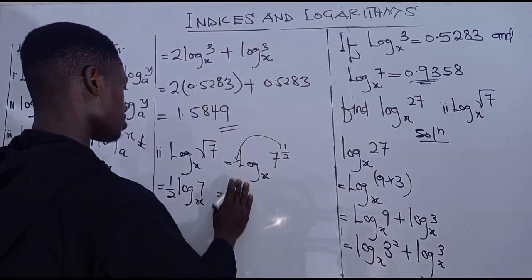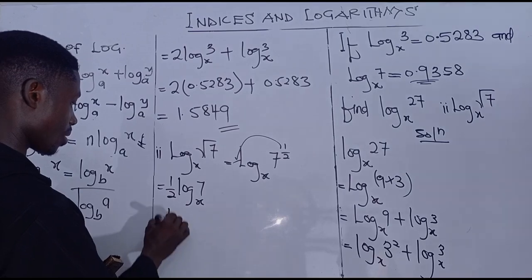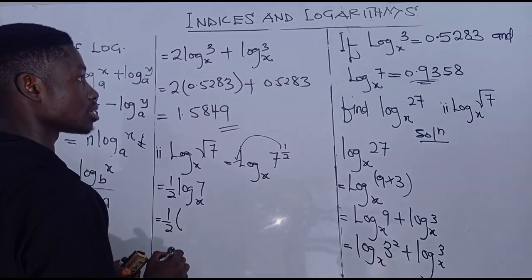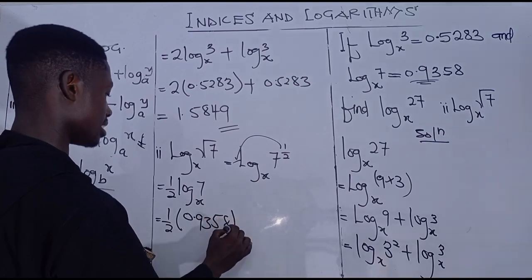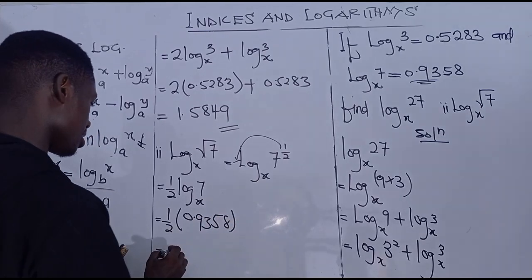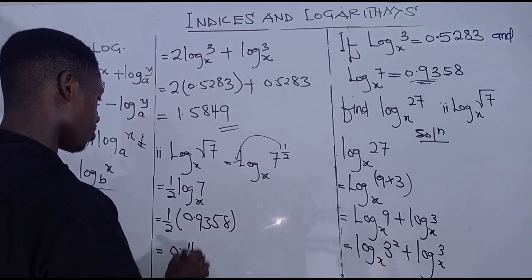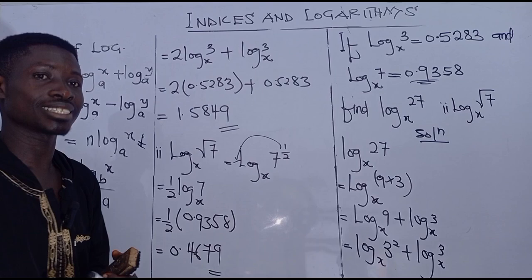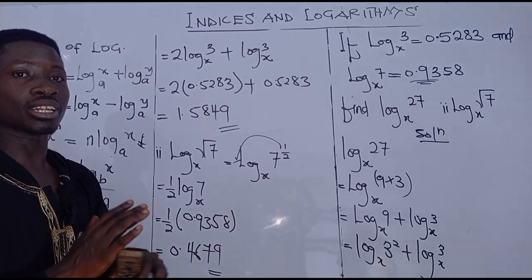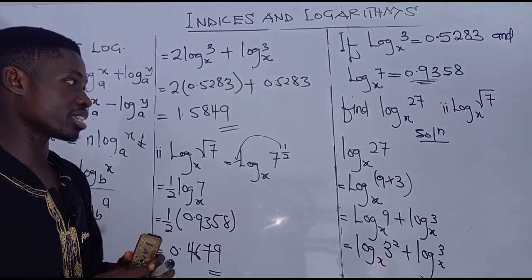So you have 1/2 multiplying 0.9358. And this will give us 0.4679, as easy as ABCD. Let's look at our last example and then we run out of here.